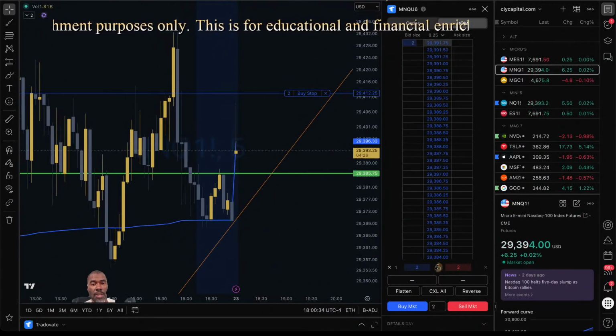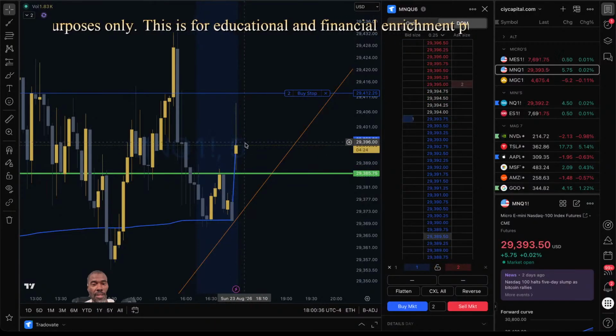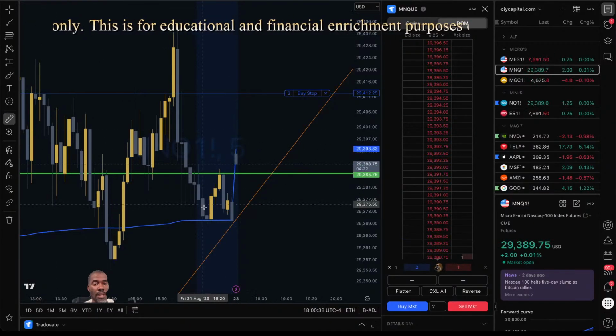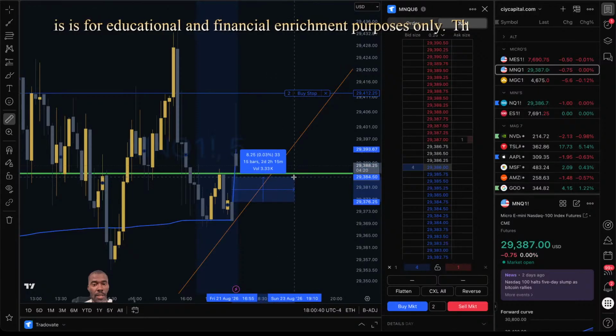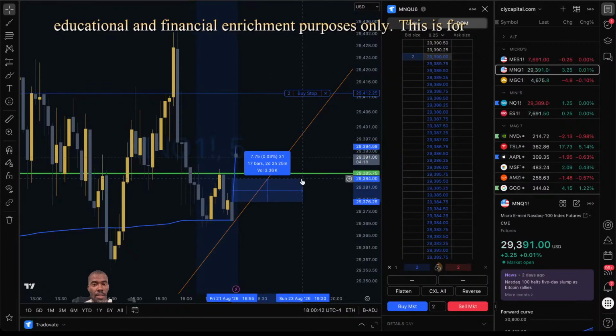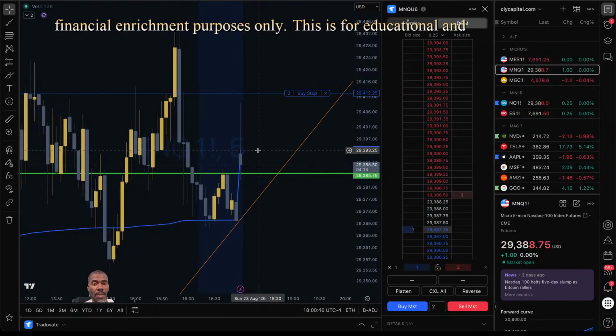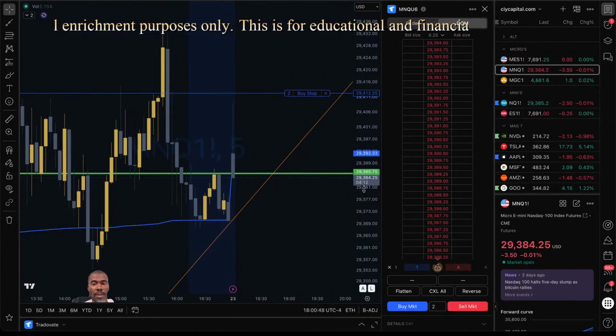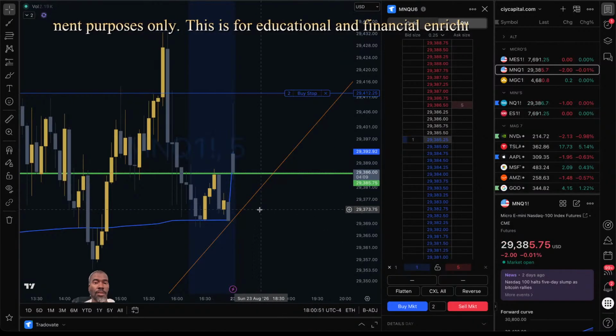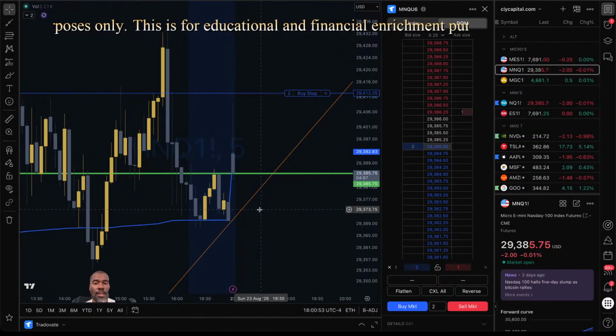One thing to note, the market opened over right here. We had a nice little gap up from Friday. It's about a $7.75 gap. So let's see what it's going to do. Let's see if 29,385 is going to hold. If not, it's going to come down.